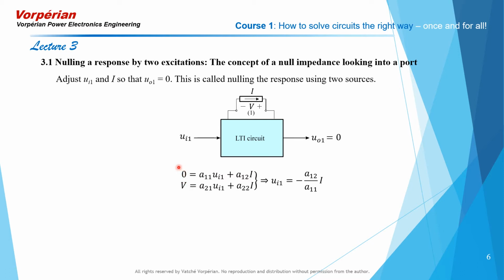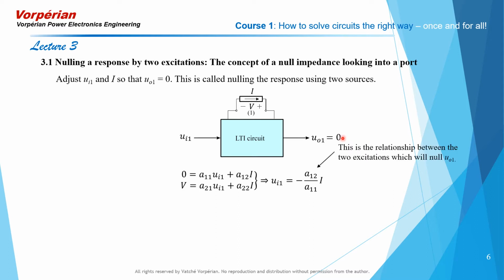When you set output 1 equal to 0, you find a relationship between these two excitations, input 1 and I, which tells you that when input 1 is equal to the negative of A12 divided by A11 times I, that is the relationship between these two excitations, and the output will be nulled or reduced to 0.